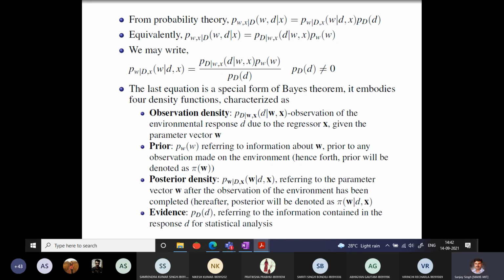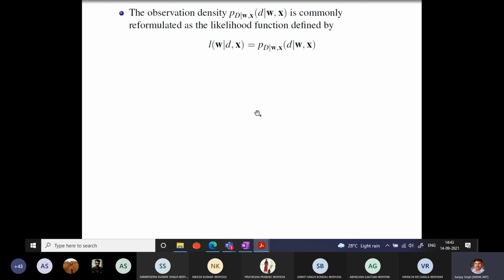And then there is the evidence. Evidence means the probability of the desired response, what its value will be. This refers to the information contained in the response D for statistical analysis. You can always find it. It's quite easy to do that. So this has four densities, or you can say probability functions: observation, prior, posterior, and evidence.